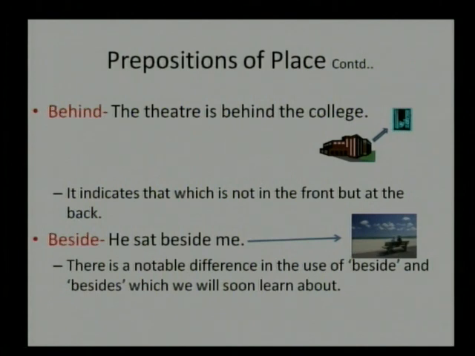Next preposition that you can see on the screen is beside. For example, he sat beside me. Beside means bajuma, at the side of. But please note, there is a notable difference in the use of beside and besides, which we will soon learn about. We'll come to it later.